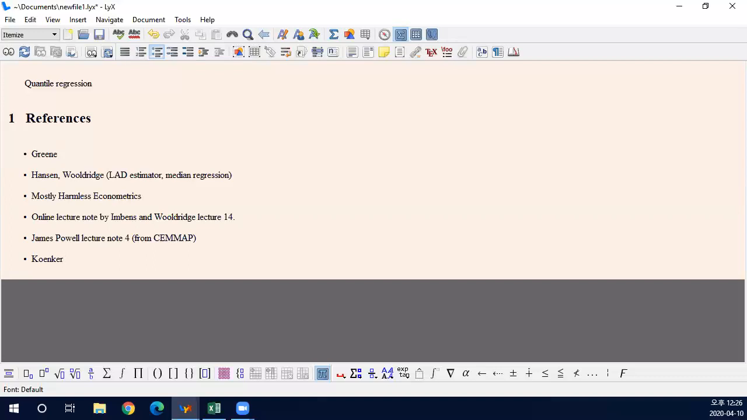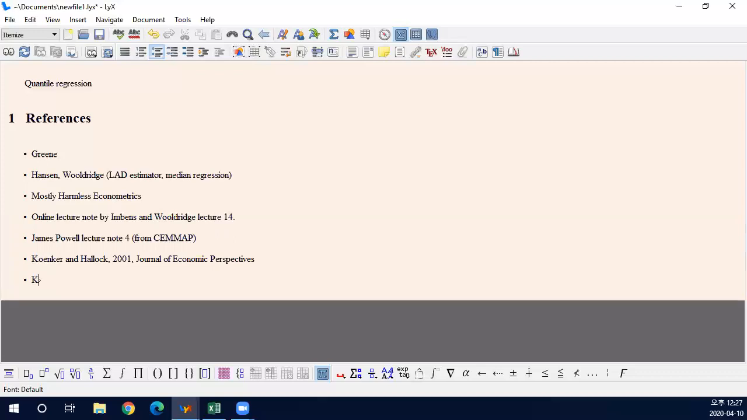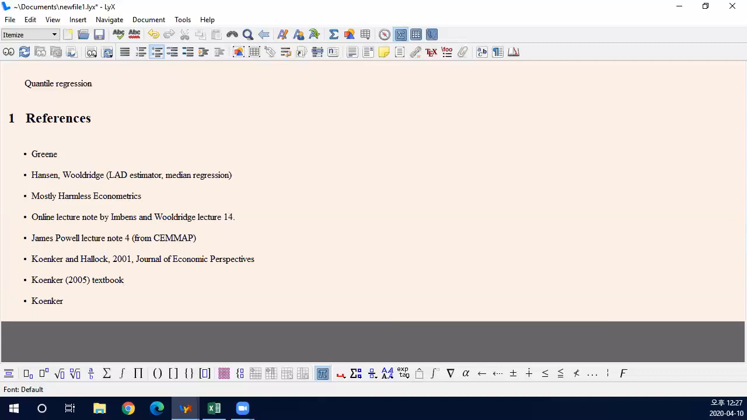He has some important and nice survey papers. In 2001, Roger Koenker and his co-author had a nice survey paper in the JEP, Journal of Economic Perspectives. Also, Koenker himself has a textbook only on quantile regression, but this is too technical maybe for you. And Koenker has a more recent survey paper titled Quantile Regression 40 Years On. Koenker was the pioneer of this method, in the 70s, and so he's the most influential person in quantile regression. So searching his papers would be a good starting point.